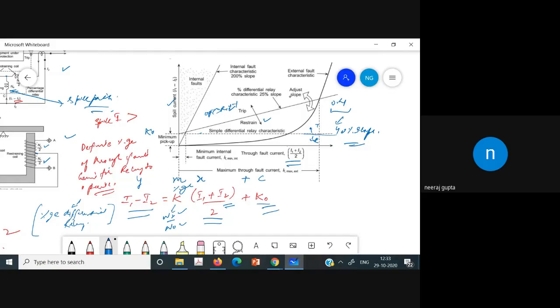So, what is the main idea behind this relay? The main idea behind this relay is that it doesn't have a pickup value.